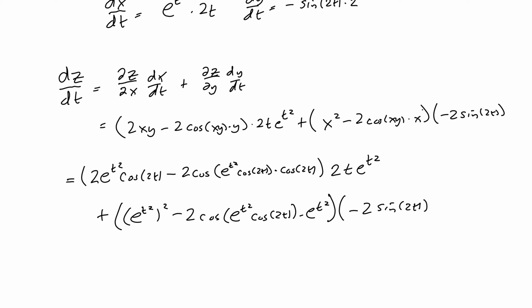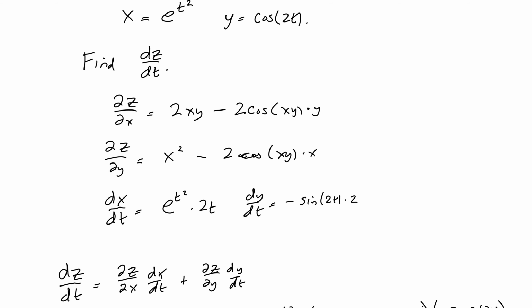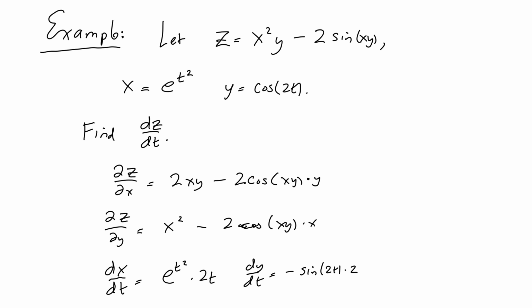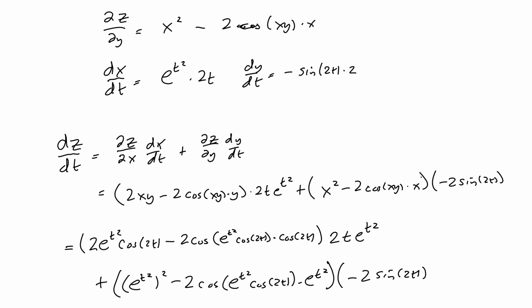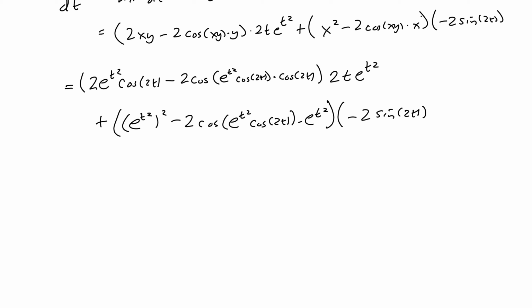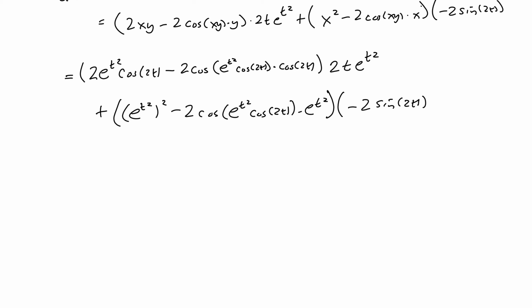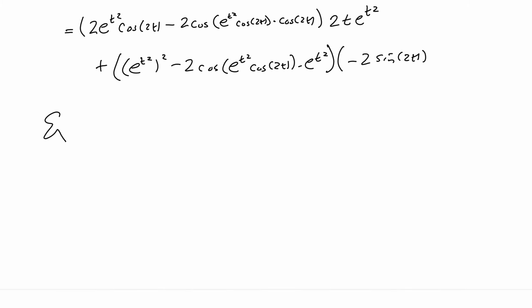So in this case, we could have also just plugged these values for x and y into our original equation and then just taken the derivative with respect to t. That would have also worked. But we can't always do that with every chain rule example. So it's good to know how to do both ways. Okay, so let's try some word problems that use chain rule.